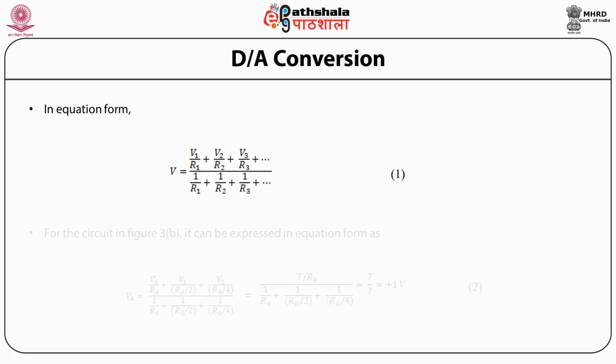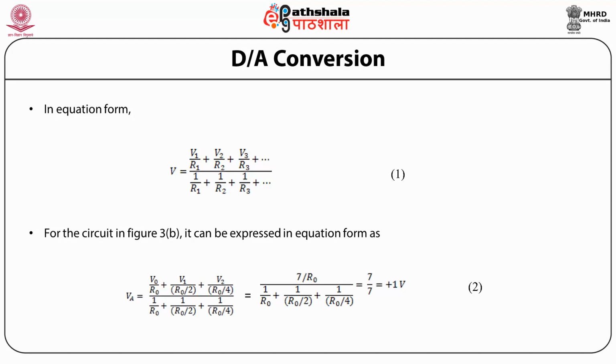For the equivalent circuit described in figure B, it can be expressed in equation form as VA is equal to V0 by R0 plus V1 divided by R0 by 2 plus V2 divided by R0 by 4, divided by 1 by R0 plus 1 by R0 by 2 plus 1 by R0 by 4, which equals 7 by R0 divided by 1 by R0 plus 1 by R0 by 2 plus 1 by R0 by 4. This results in VA being equal to plus 1 volt.